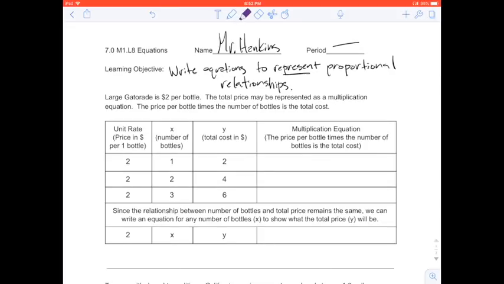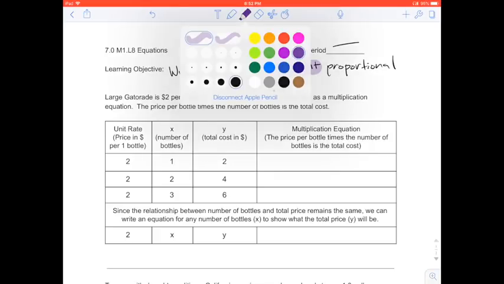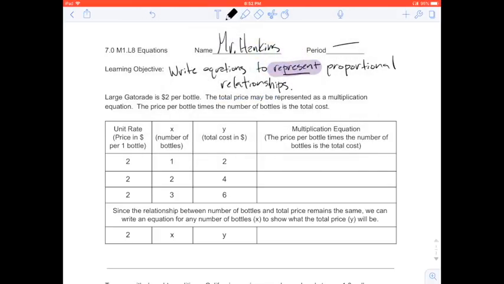We have already done tables, we've done graphs, we did a little bit of pictures, and I've showed you a couple of equations. Now we're going to be writing equations to represent these situations where we have proportional relationships. Our first one is a large Gatorade is $2 per bottle. The total price may be represented as a multiplication equation. The price per bottle times the number of bottles is the total cost.